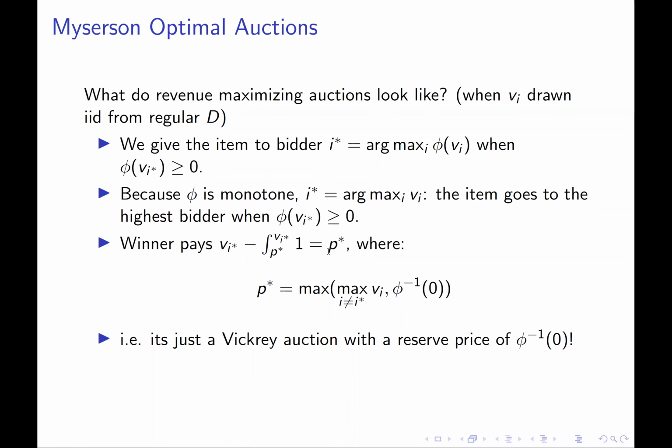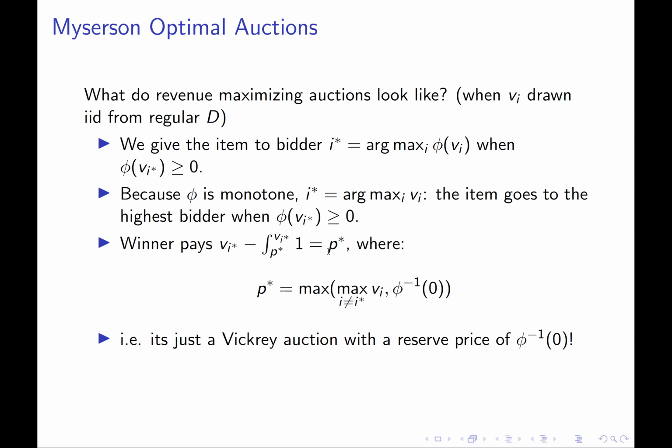And so the payment rule is actually quite simple. If both you and the second highest bidder have virtual values that are positive, then the payment rule is just the same as it is for the Vickrey Auction. You just pay the value of the second highest bidder.